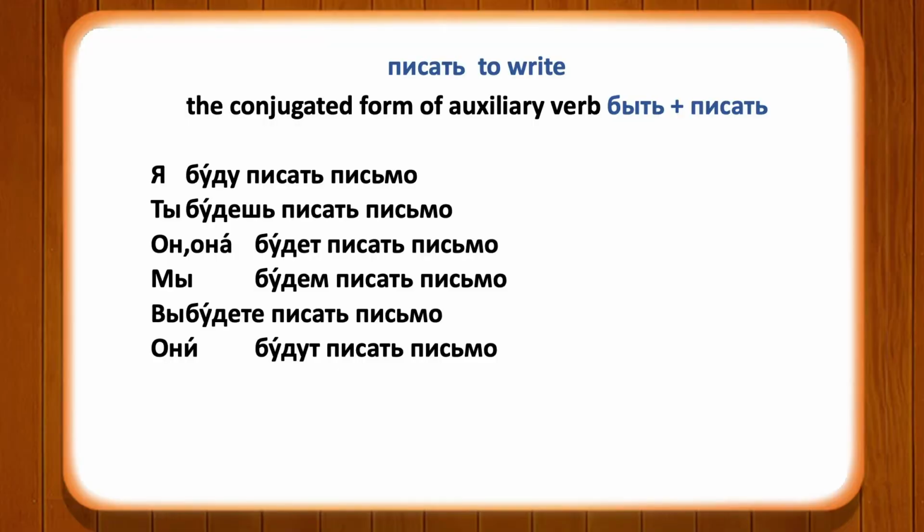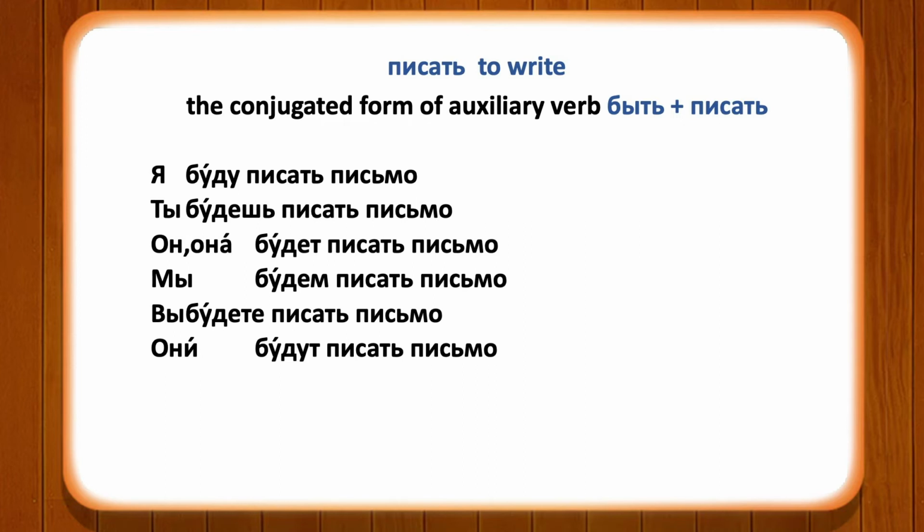Let us conjugate the verb писать in future tense. Писать means to write. It is an imperfective verb, so the future tense form will be the compound future tense form, which will be formed by using the conjugated form of the auxiliary verb быть followed by the infinitive form of the verb писать. So я буду писать, I will be writing or I will write. Let us use the phrase писать письмо. So I will be writing a letter or I will write a letter would be я буду писать письмо.